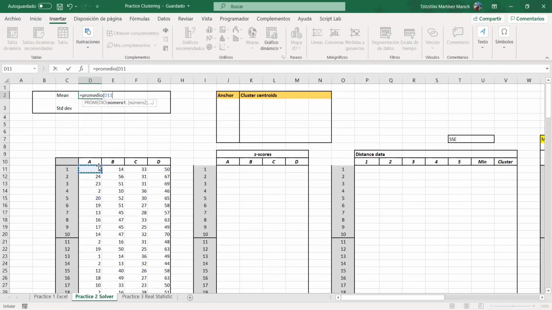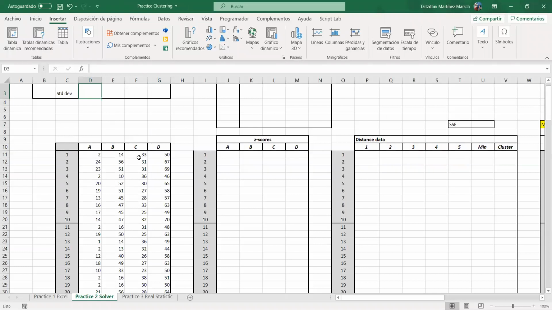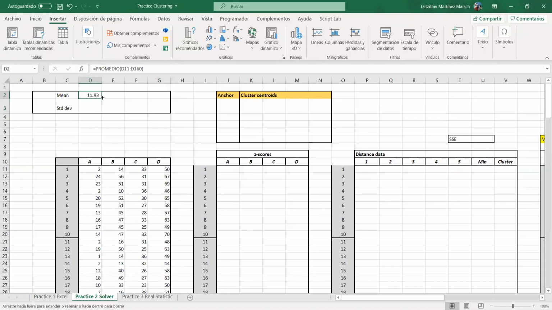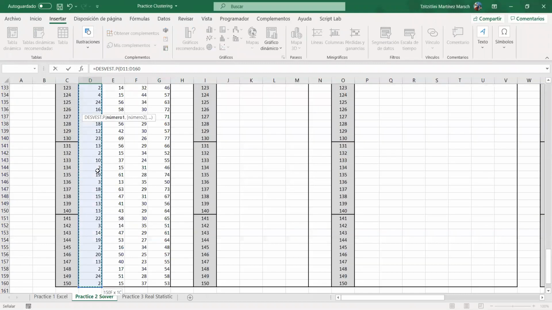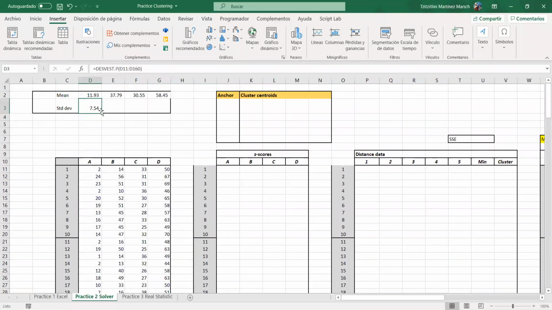Okay, so we'll find the average of all of these. And we'll find the standard deviation. And this is the population because we have all the observations. We didn't take a sample of them, okay? And this is our data, okay?